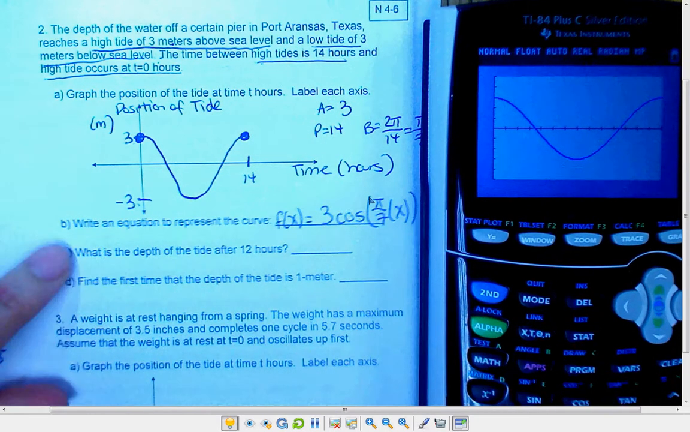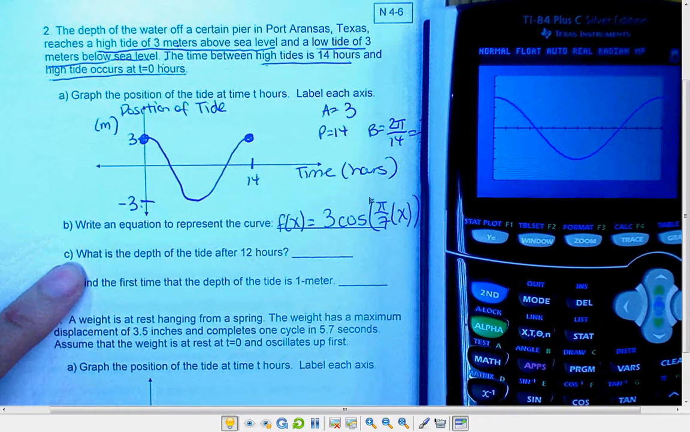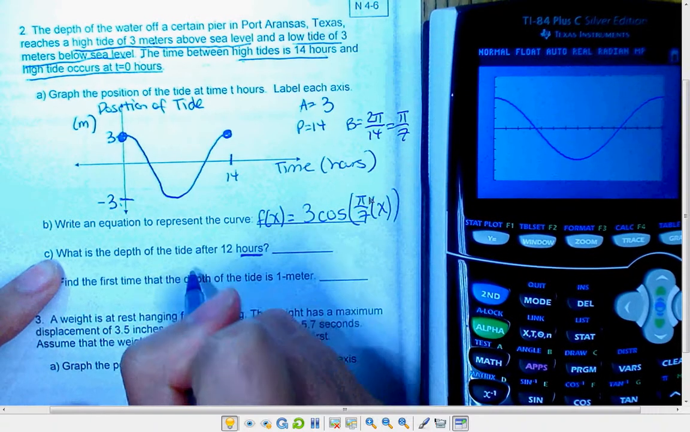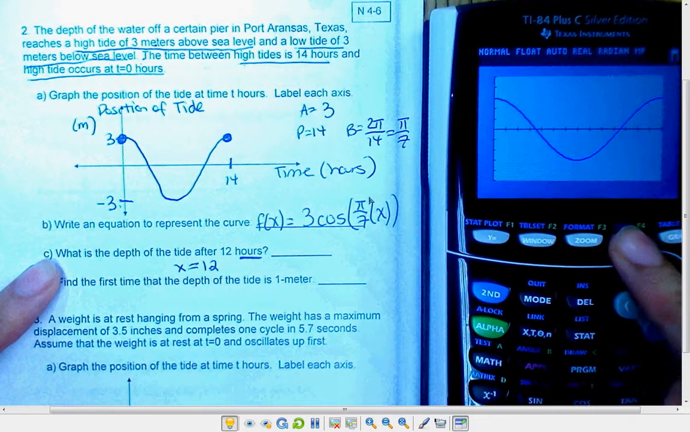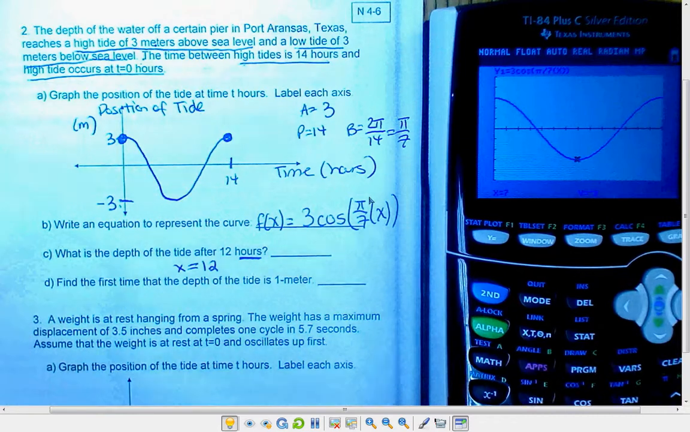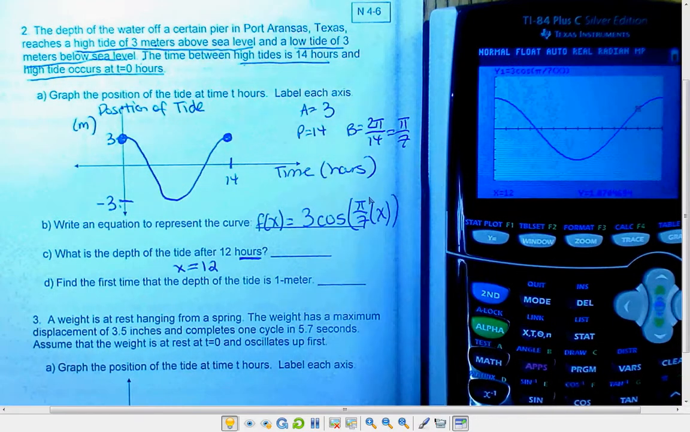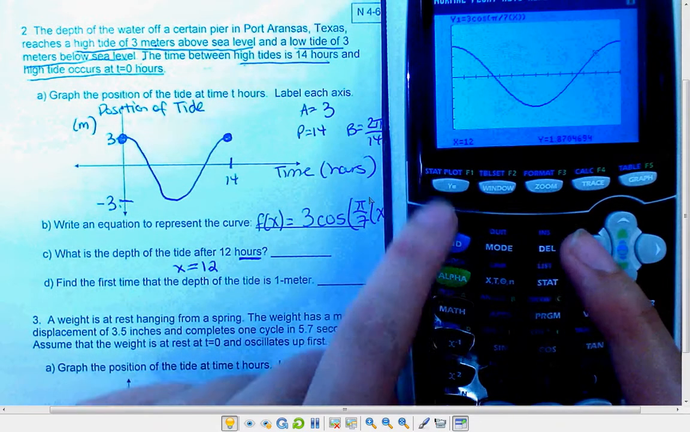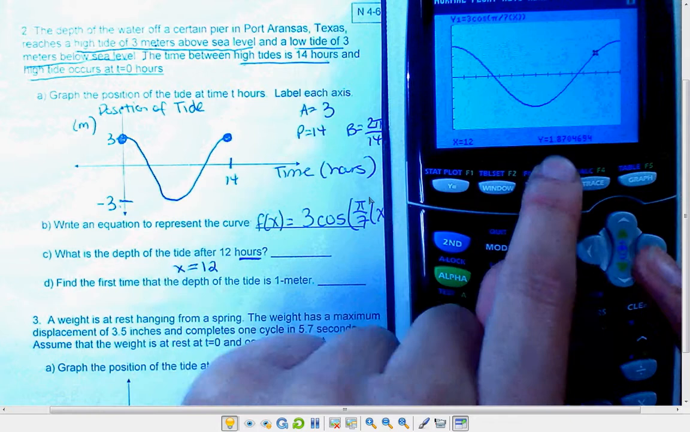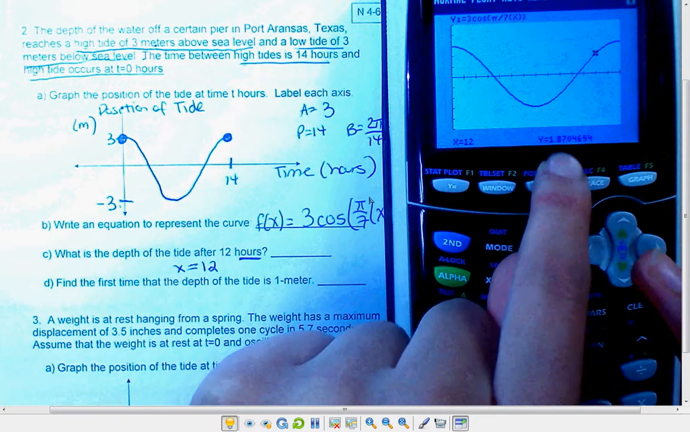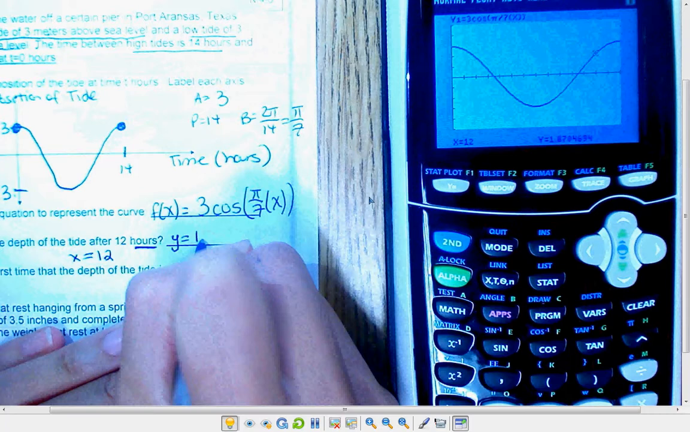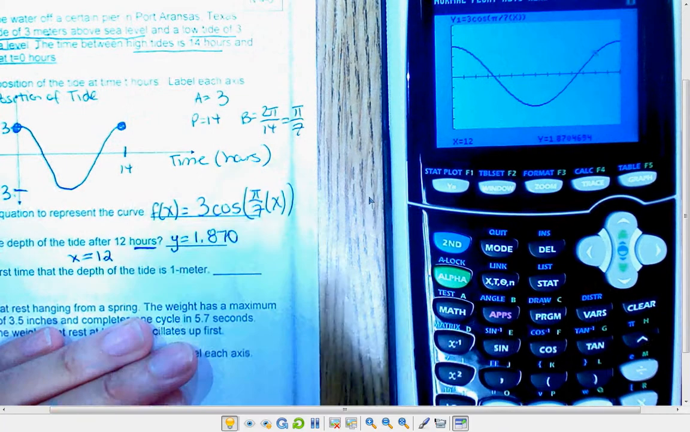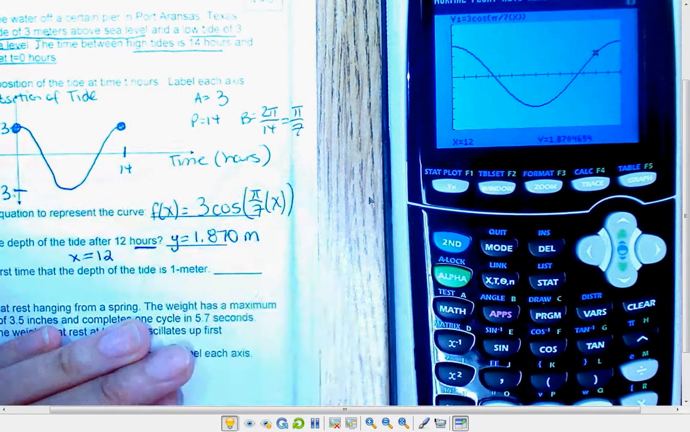Okay, let's look at C. What is the depth of the tide after 12 hours? So hours is your x value. So we're looking for x here, which means I press trace and then just type in 12. And it'll tell you, okay, when x is 12, y is 1.8704. So I'm going to round that to 1.870. And your y value is in meters. Don't forget meters.